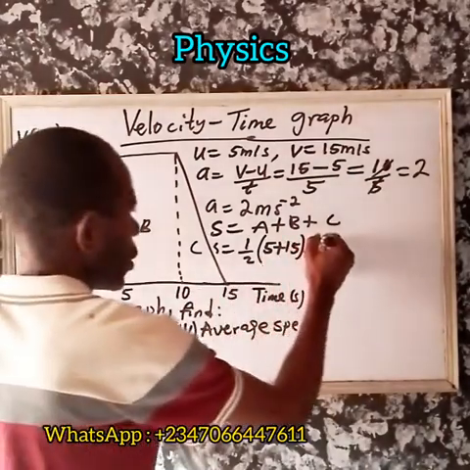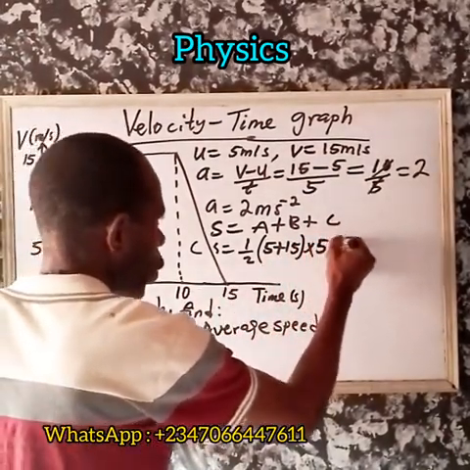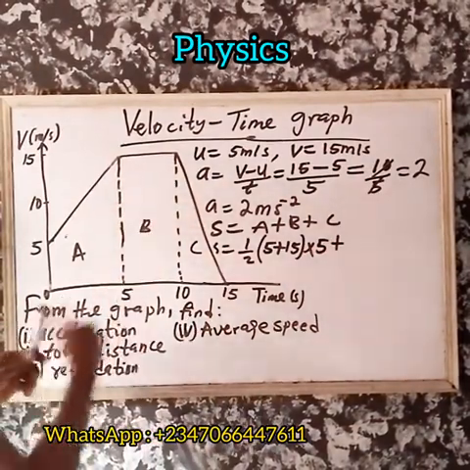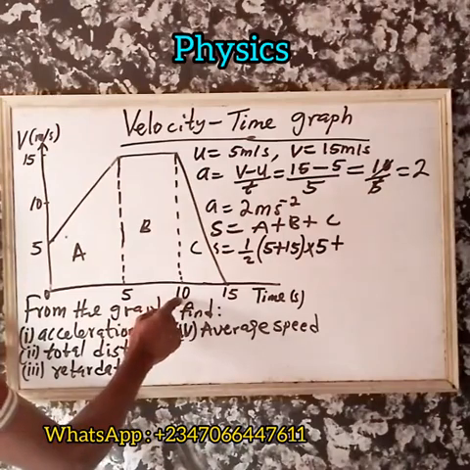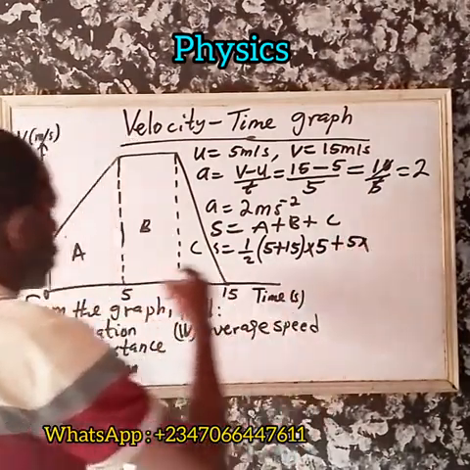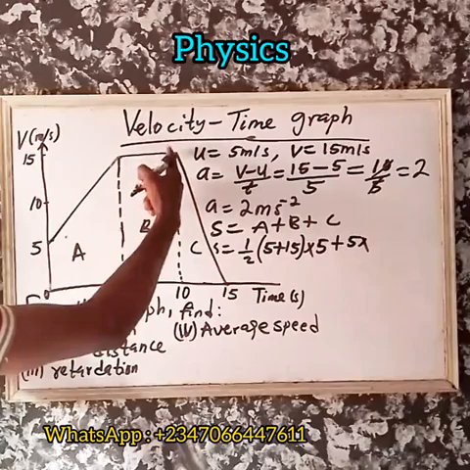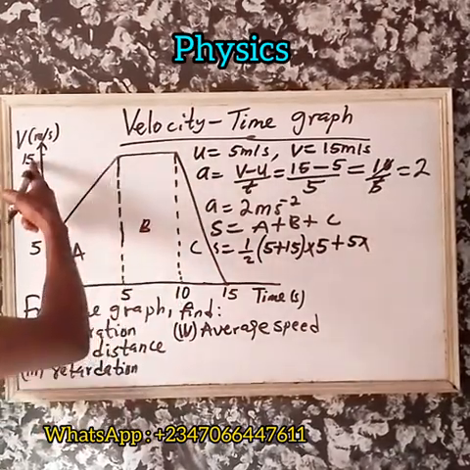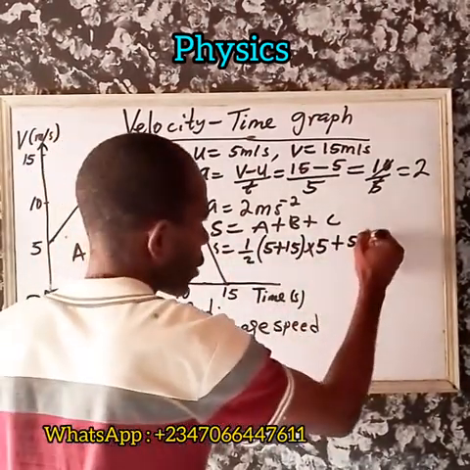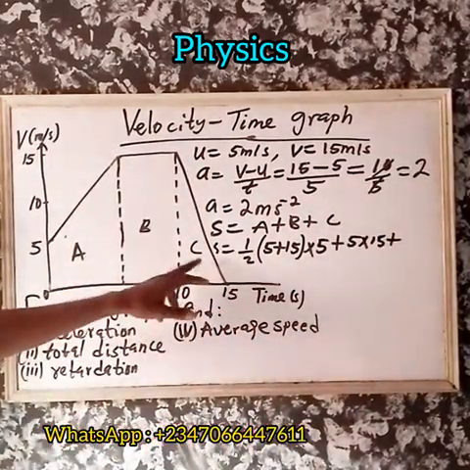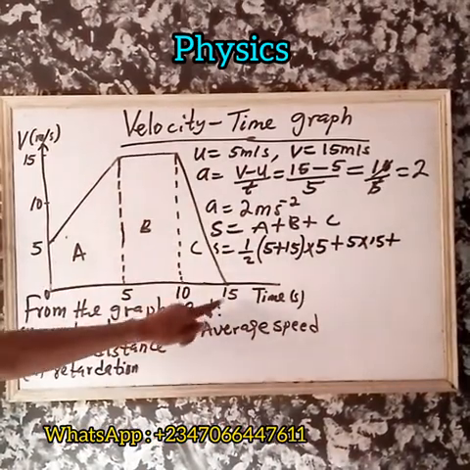Then times 5. Then plus area of B, which is just the rectangle we have from here to here as the length. This minus this is 5. We have 5 times, where is the breadth now? Look at the breadth, the same as this side, which is 15. That is 5 times 15. Then plus area of this triangle. We have half base times the height. Look at here, the base, 15 minus 10.